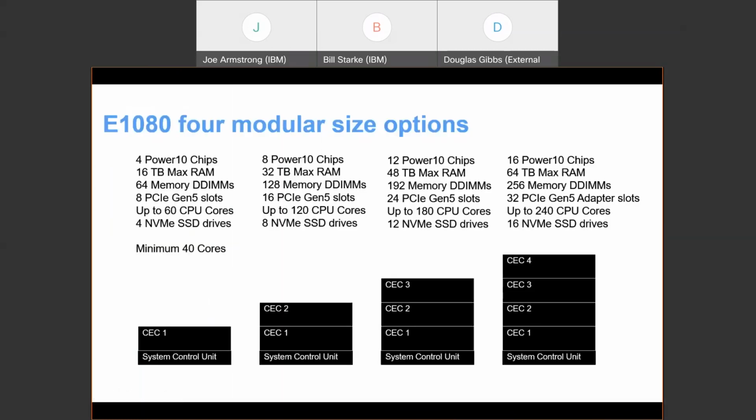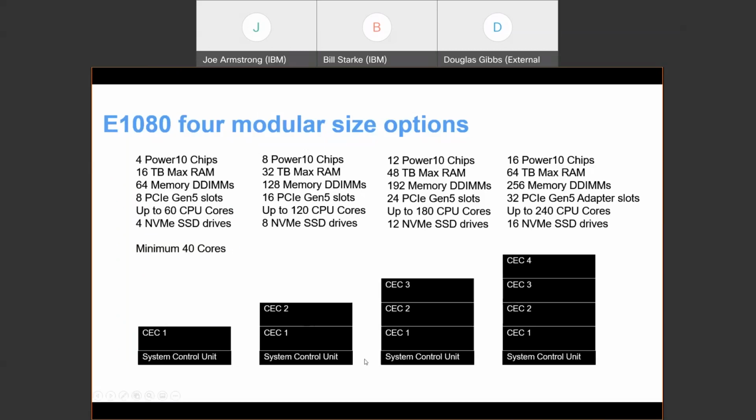But I think this shows it a little bit better in that we have the E1080 made up of multiple CECs. The smallest one you can buy is a single CEC. Bill said the Power10 chip comes in a 10, 12, and 15 core. So if you take the smallest one, there's 4 sockets on it. It would be a minimum of 40 cores in this CEC. And then there's a 2 CEC version, a 3, and a 4 CEC version.